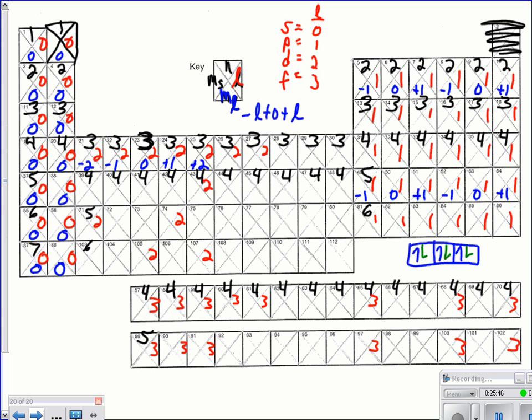It should always be where you can repeat it. Negative 2, negative 1, 0, plus 1, plus 2. So all of those are going to be the same. And then finally, your F block goes from negative L to positive L, so negative 3 to positive 3.